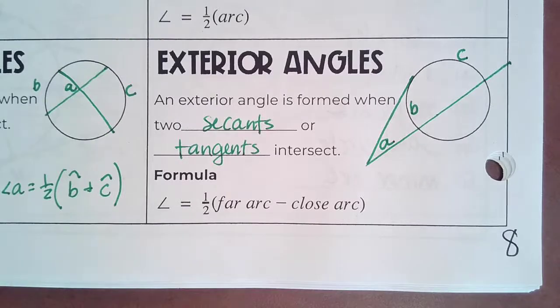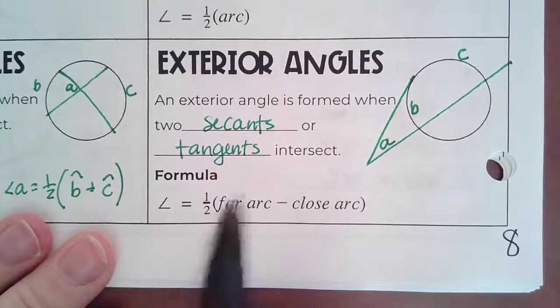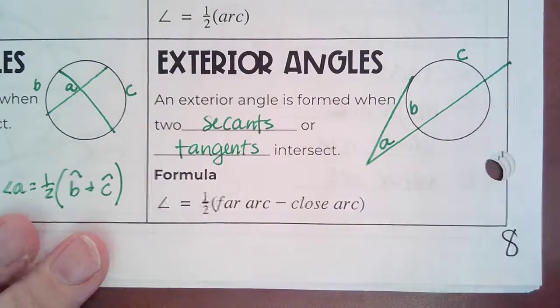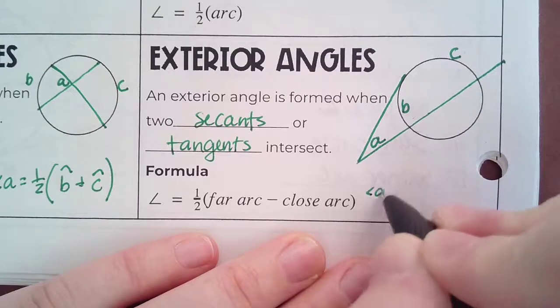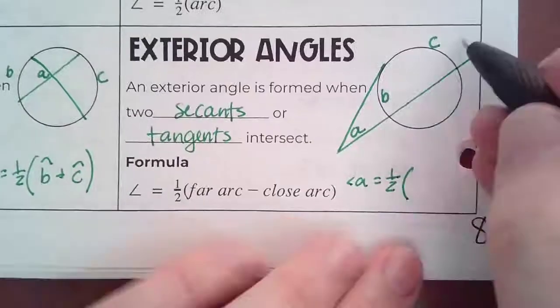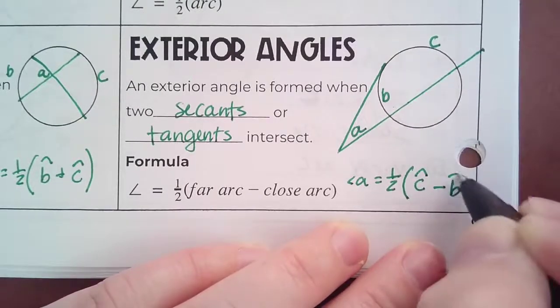The angle outside, we use subtraction. So the angle equals 1/2 times far arc minus close arc. We should get a positive number when we do this subtraction. If you don't, then you did it wrong because it should be big minus small. So in my letters here, angle A equals 1/2 times far arc, so arc C, minus arc B.